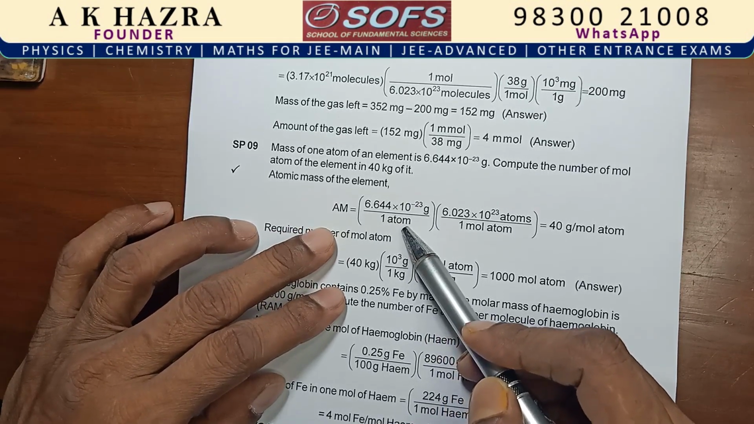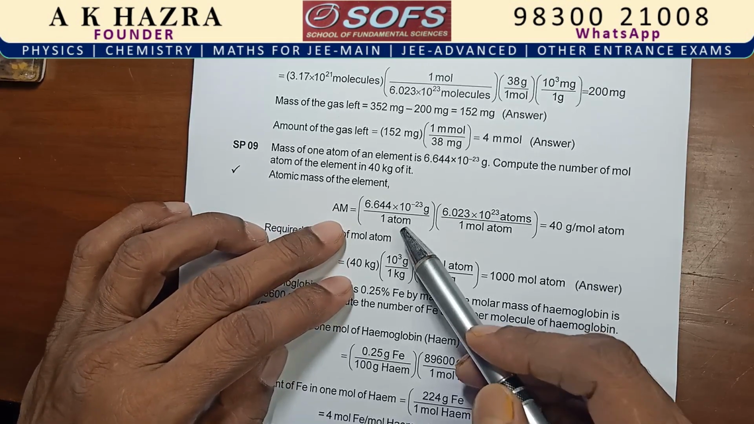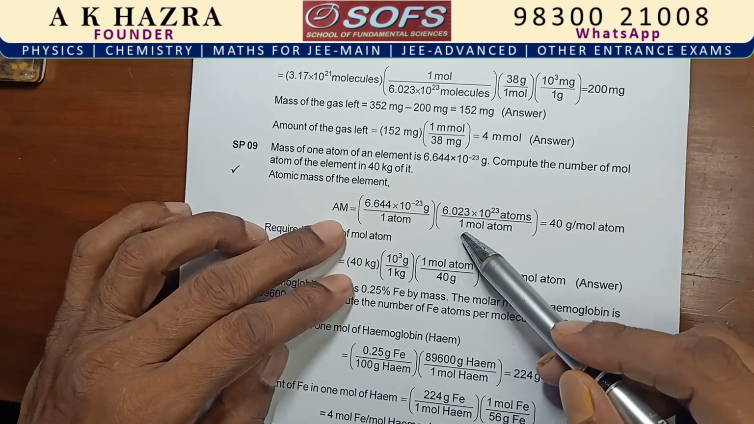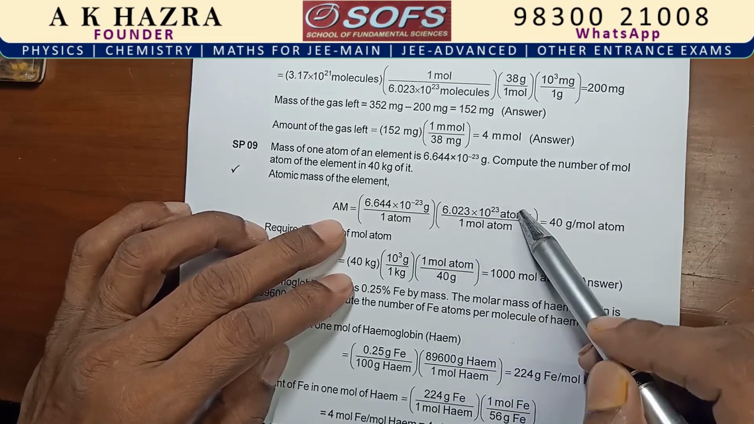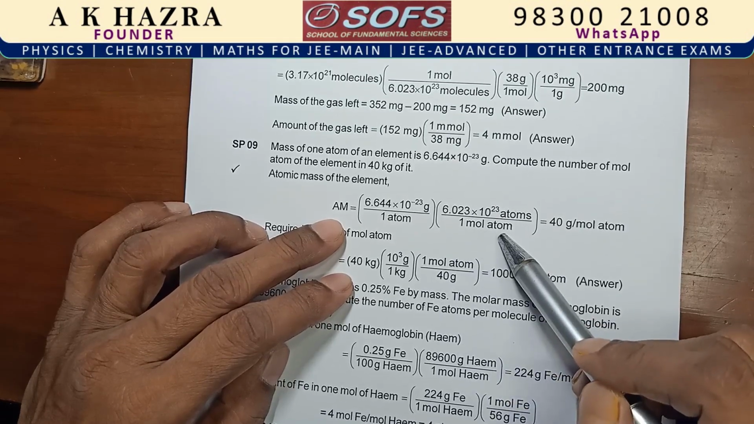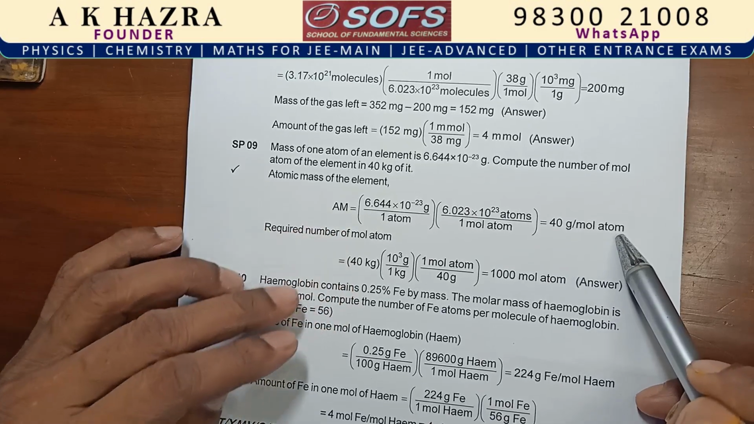Now we will convert into what? Mole. Atomic mass means what? Gram per mole. So convert into mole. How? Now 1 mole atom is equal to 6.023 × 10^23 atoms. Atom cancels, we will have gram per mole atom. Mole means mole atom, understood. So it will be 40 gram per mole atom.